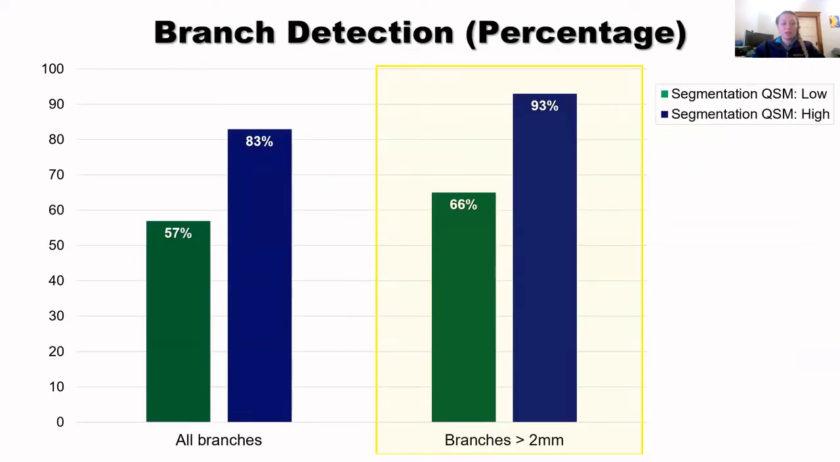Looking at branch detection, the percentage of all the branches detected across all the shrubs by the QSM for the low resolution LiDAR was nearly 57% here in the green. And then for the high resolution LiDAR data was much higher at nearly 83% shown in the blue. However, when calculating the detected branches that were larger than 2 millimeters in diameter, the percentages for both the low and high resolution QSM increased significantly, with almost all the branches detected for the high resolution QSM.